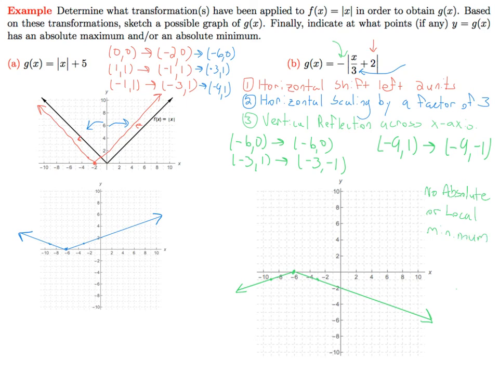But we do have a maximum right here at (-6, 0). So we have an absolute and local maximum at this point, (-6, 0). So the function is increasing from negative infinity out to x equals minus 6, and then from x equals minus 6 out to positive infinity, the graph is decreasing.